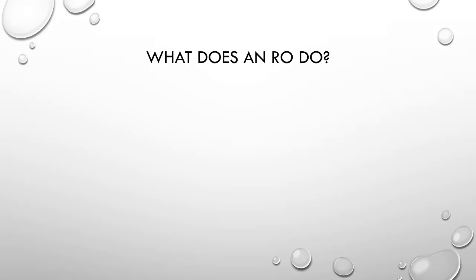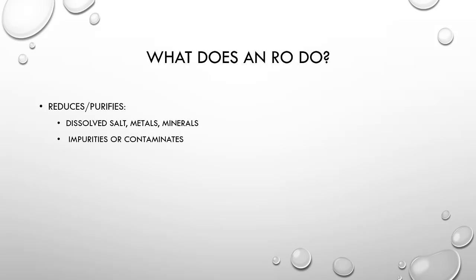So what does an RO actually do? Well, it reduces, it purifies. It is going to reduce the dissolved salts, metals, minerals, impurities, or contaminants. The taste and the odor and particulates will all be adjusted and reduced in a very favorable fashion. In fact, RO systems typically reduce somewhere in the neighborhood range of about 85 to 98%.